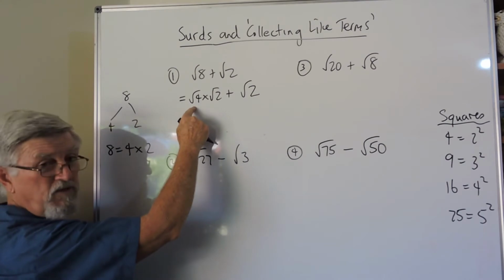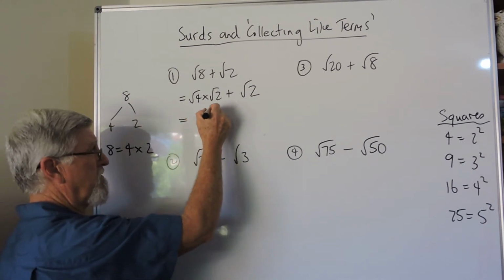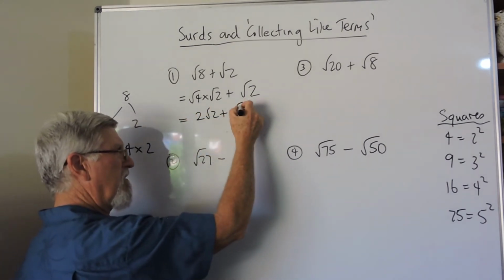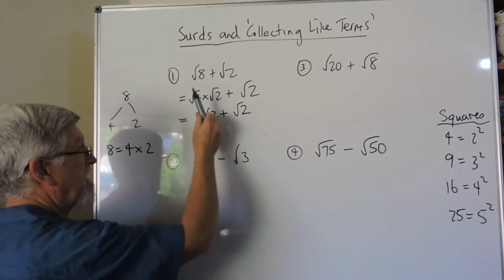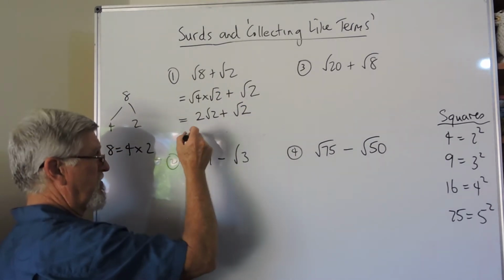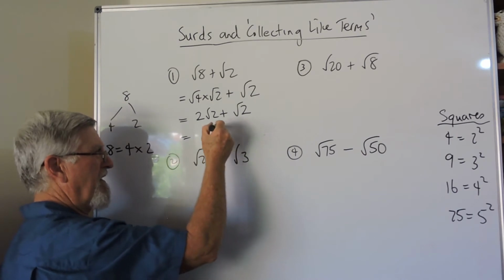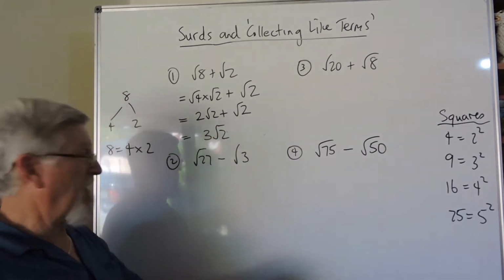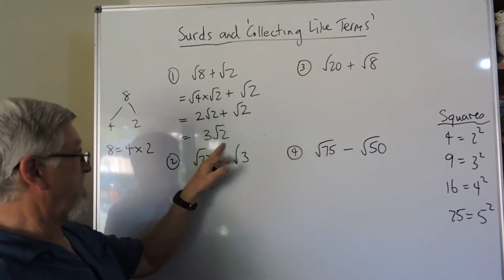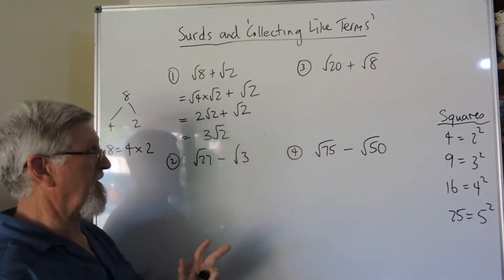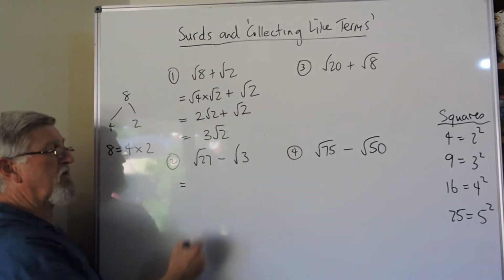A root 4 turns into just a 2, so that's 2 lots of root 2. And here's another lot of root 2. So what's interesting, this is 2 root 2 plus 1 lot of root 2, which is the same as 3 root 2. And if you're not understanding them, you can pick up your calculator and go 3 times root 2 and do those and see that they calculate the same. So let's have a look at the next one.